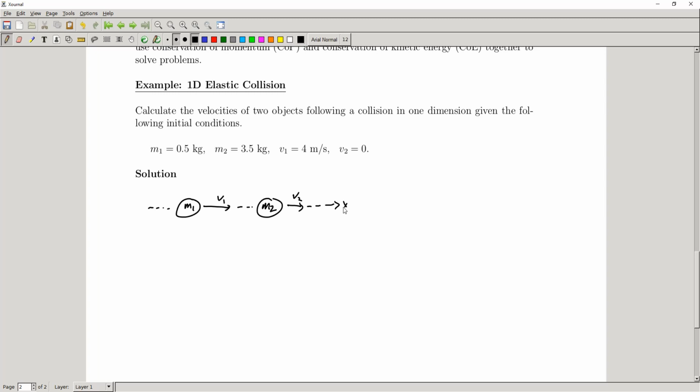Let's take a look at what we have going on here. I should mention, the text here doesn't suggest it, but we are looking at this collision as an elastic collision. Okay, so I'll make a note.